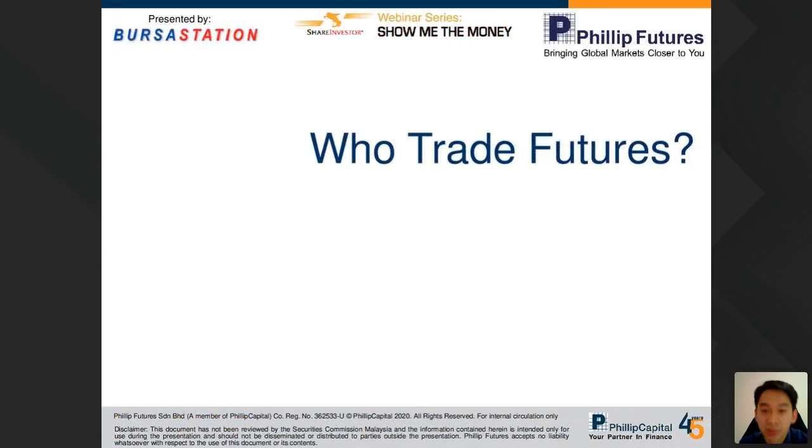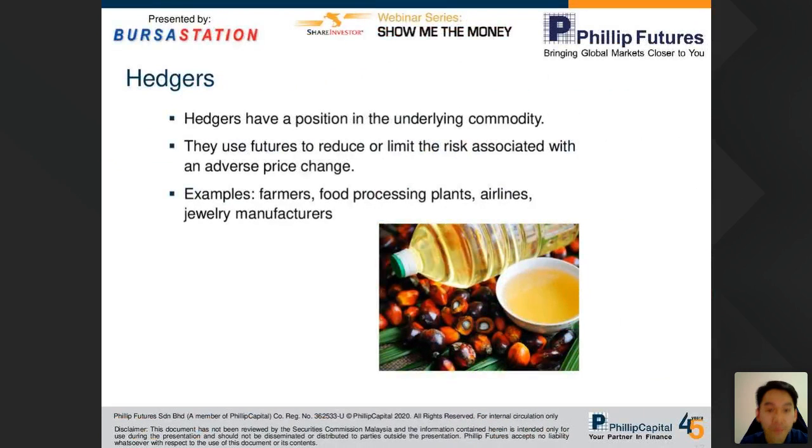So who trades futures? As a trader, you want to know who your counterparties are. For example, with futures trading, you want to know who you are transacting with in the futures exchange. So I'll go through with you who the market participants are. The first group of traders will be hedgers. Hedgers have a position in the underlying commodity. They are mainly business owners.